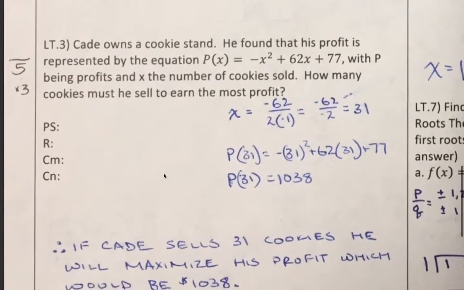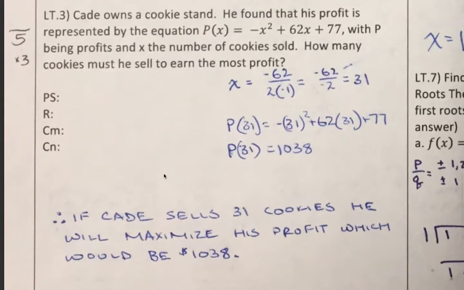Learning target 3 utilizes this idea of the vertex in a problem-solving aspect. So Cade owns a cookie stand. He found that his profit is represented by this function right here, and x being the number of cookies sold. So how many cookies does he have to sell in order to earn the most profit?